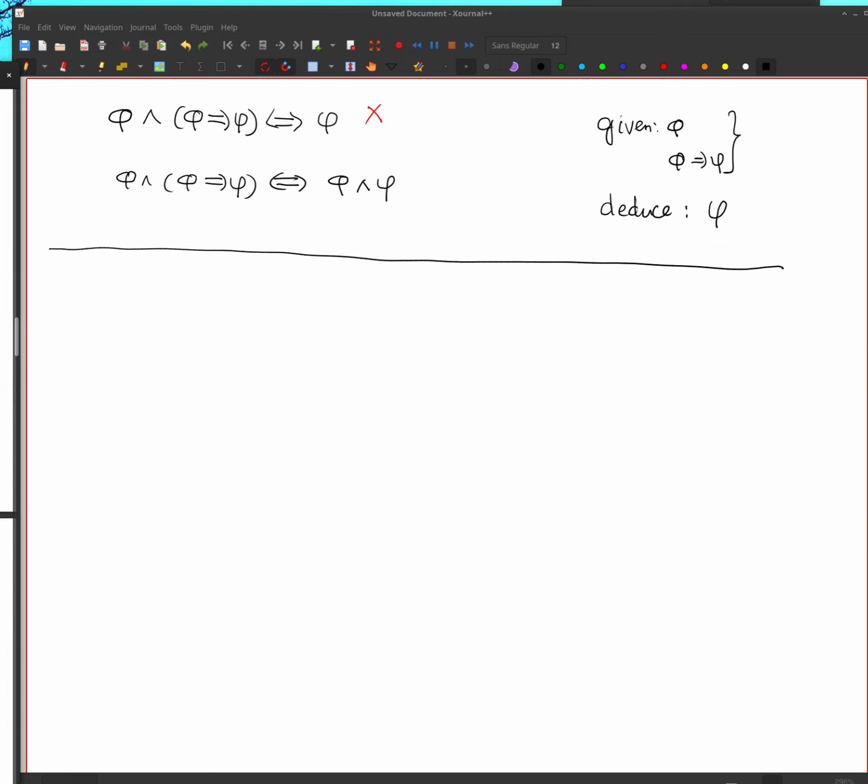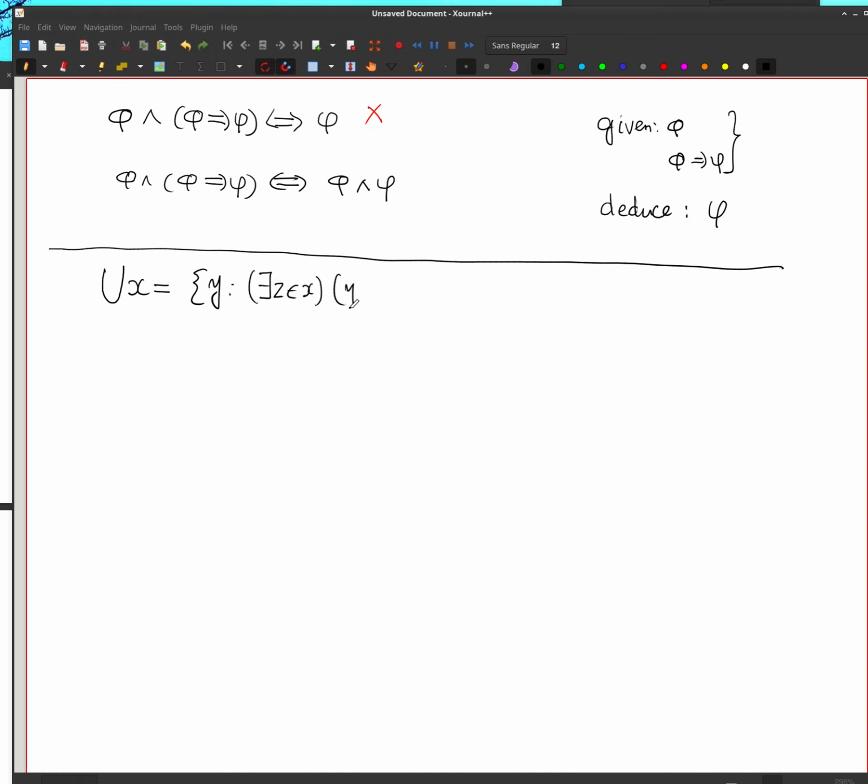For instance, in the last exercise, 2.3.1, we have seen several things, right? It is essentially one thing I must say over there. I think I said it last time, is this union thing. So union of x is precisely those y's such that there exists a z in x and y is a member of z, right?